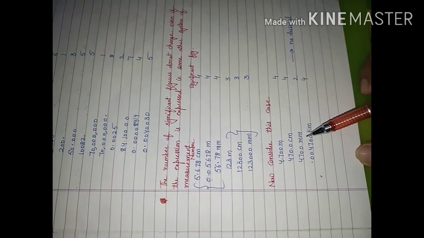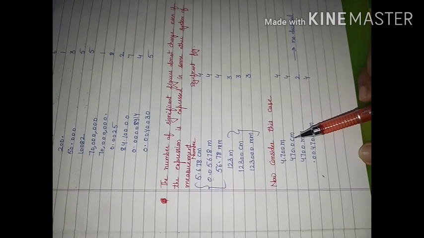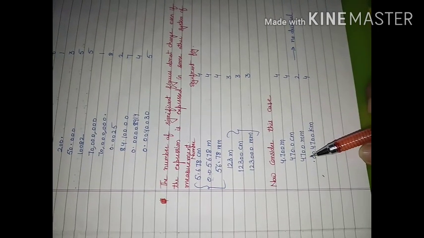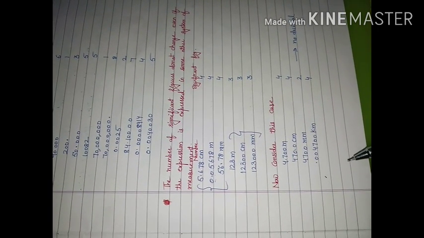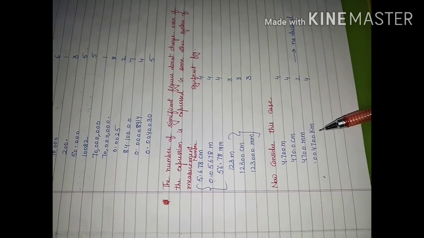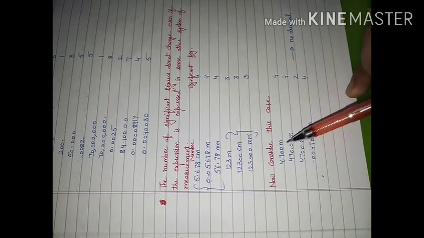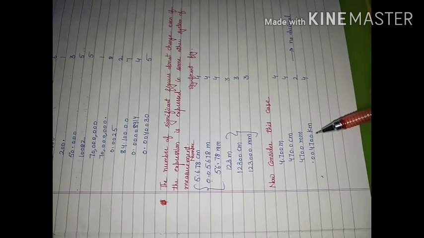If you convert it into millimeter, then you will multiply this by 10. So you will get 4700 millimeter. If you convert it into kilometer, you will divide this by 1000. You will get this measurement.